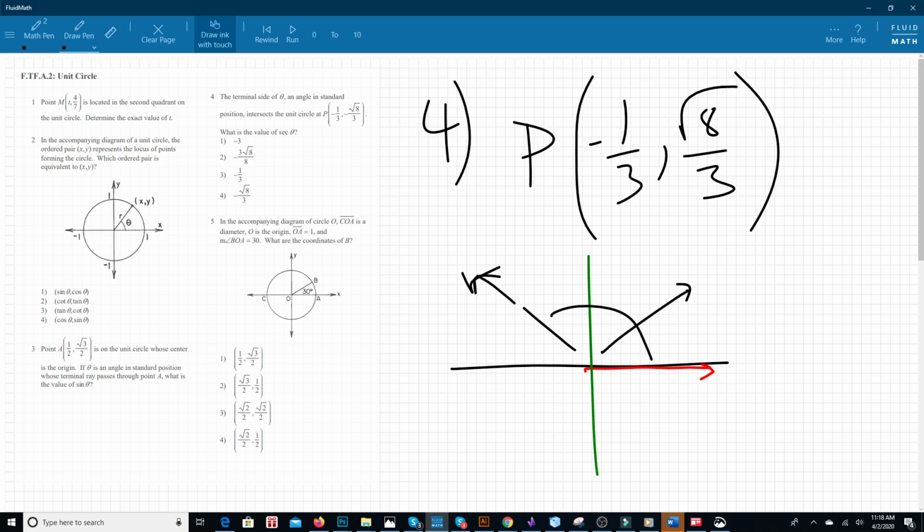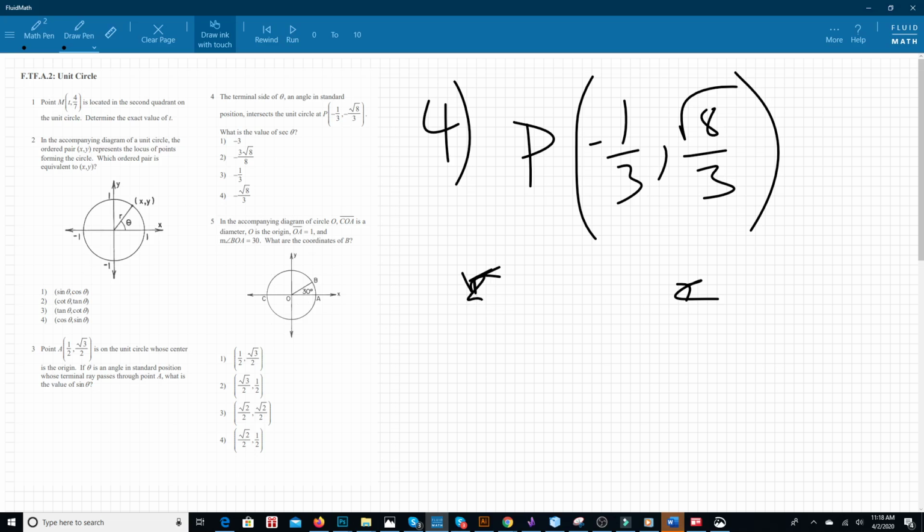In this case, when we're looking at this right here, let me erase this part. We're looking at this right here. This again represents the x value. The x value is represented by the cosine, and the y value is represented by the sine. Keep that in mind. Okay?